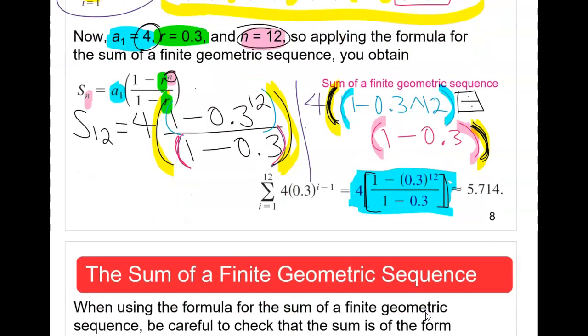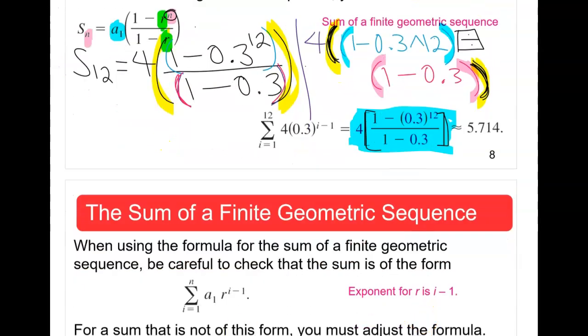If you are doing your homework on WebAssign, please be very careful of how they want you to round, or if they don't say anything about rounding, perhaps they want you to keep the exact answer. And sometimes that will be a fraction, and that's okay.